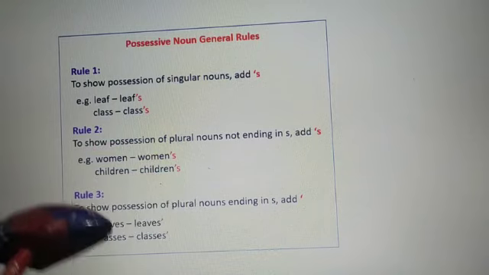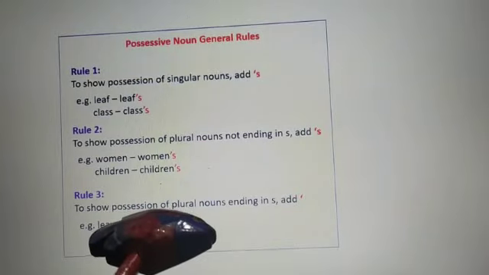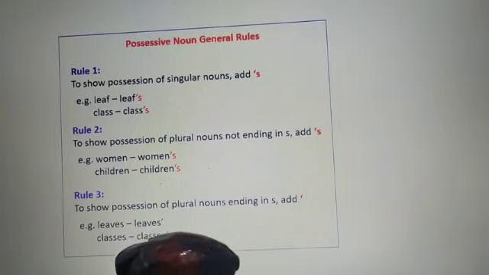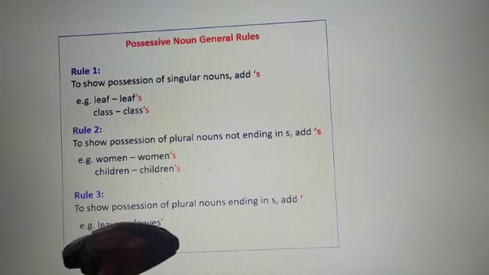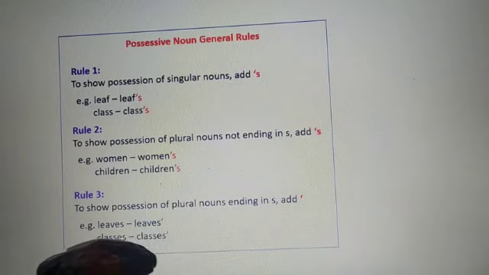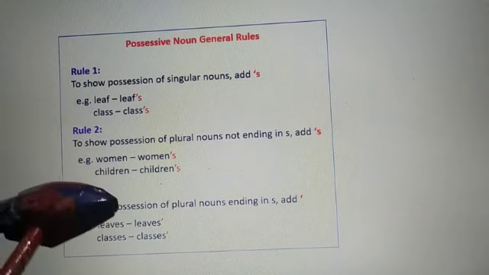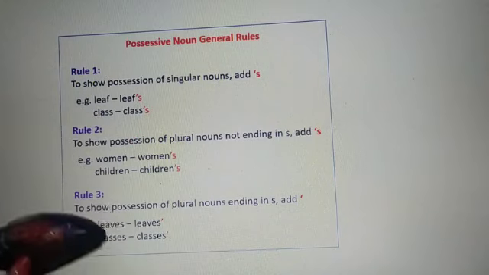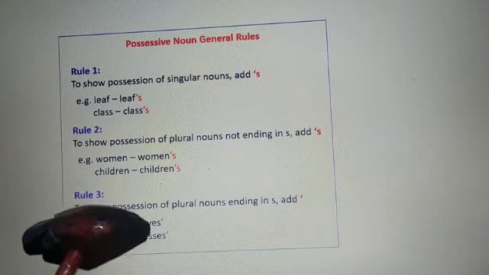Rule 3. To show possession of plural nouns ending in s, add only apostrophe. Example, leaves, plural noun. After writing leaves, you only add apostrophe. Then classes, only apostrophe. If you follow these 3 rules, then you can show the belonging or possession of something with another.